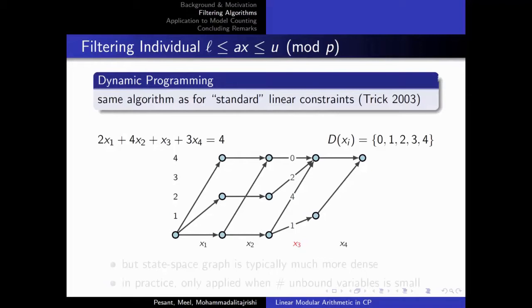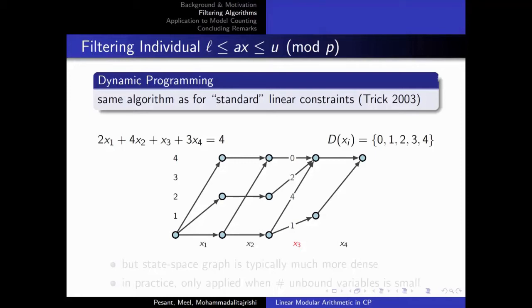Another algorithm that was introduced by Mike Trick in 2003 and that achieves domain consistency is based on dynamic programming and builds a layered directed graph that is a compact representation of the set of solutions. So we see such a graph here. We'll see something similar for the regular constraint later on, and MDDs are also closely related. We can use the same algorithm here.